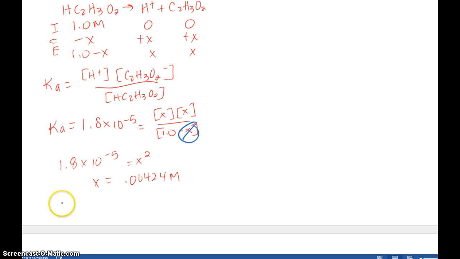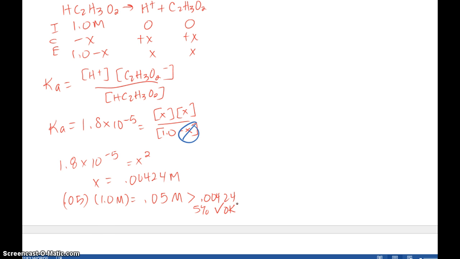I'm running out of room here. So we have 0.05 times the 1.0, which gives me 0.05 molar, which is greater than 0.00424. So my 5% rule checks out okay.